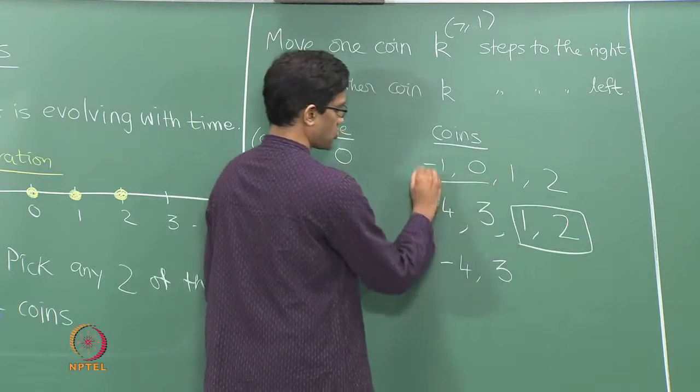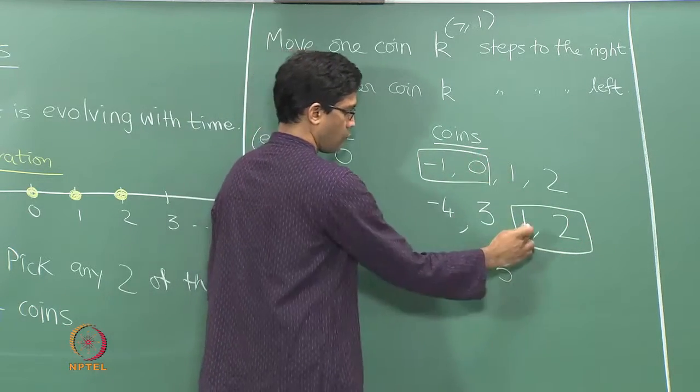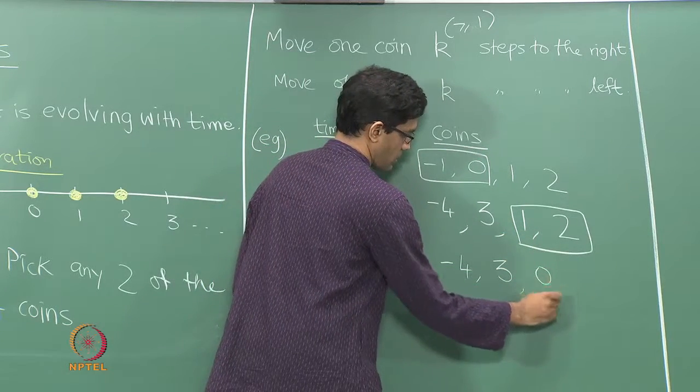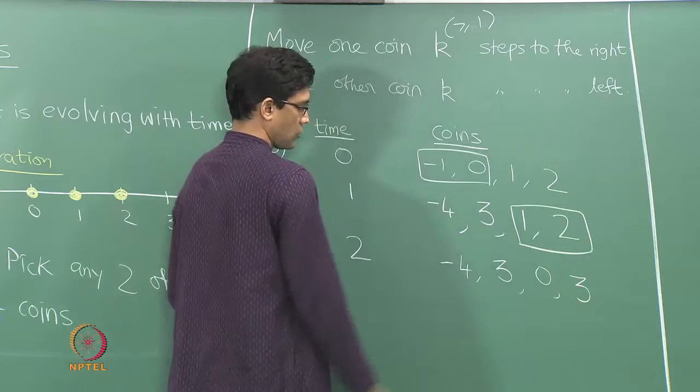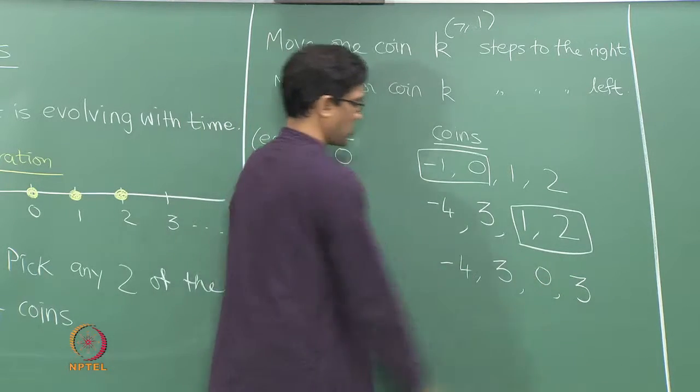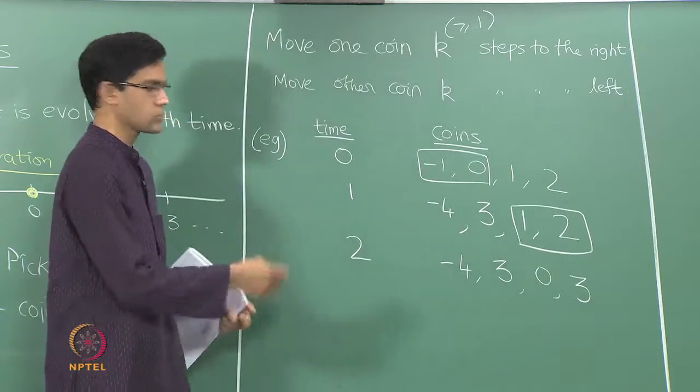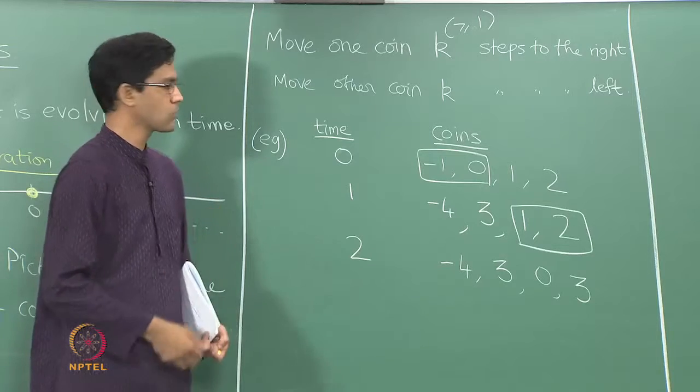So in the first step I chose these 2. Here I move one step to the left, 2 one step to the right. So there are 2 coins now placed at the position 3 for instance, and so on. So you can now imagine how this game plays out.